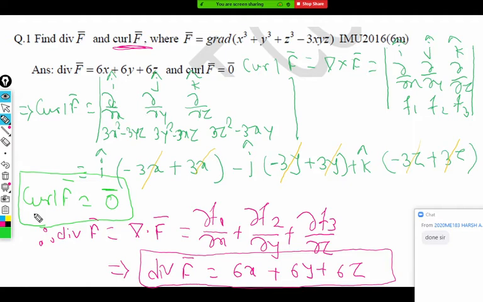Nearly each and every question is just a mathematical part. Nowhere do you require a diagram. A diagram is not required.